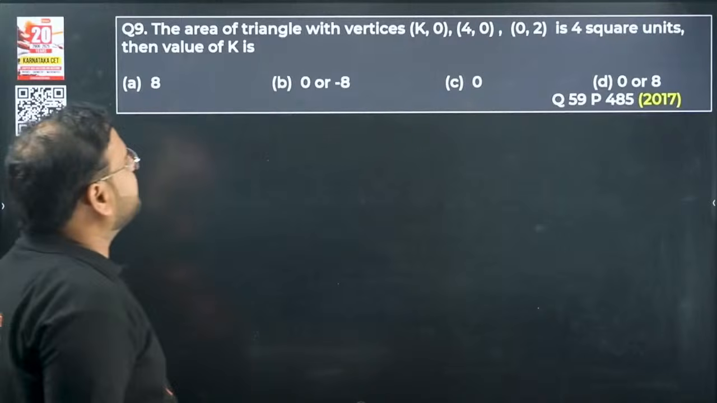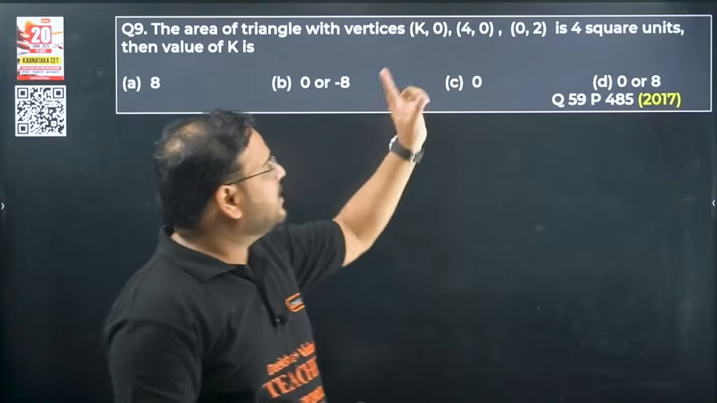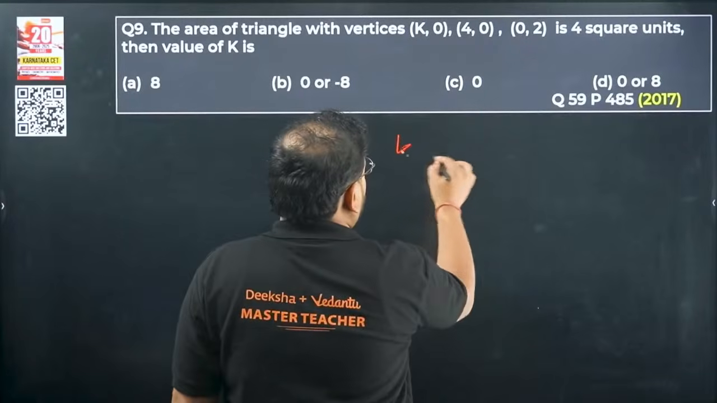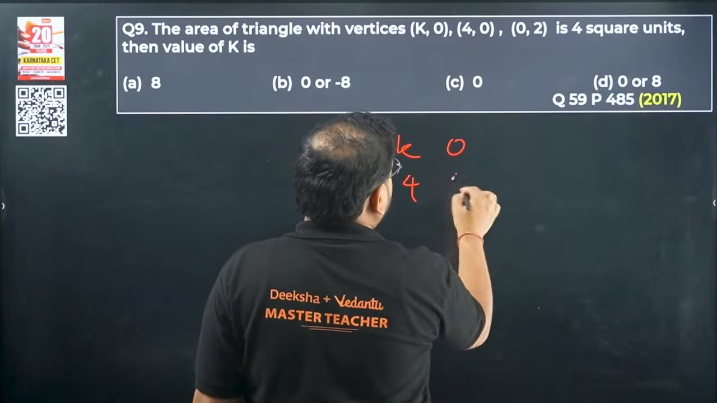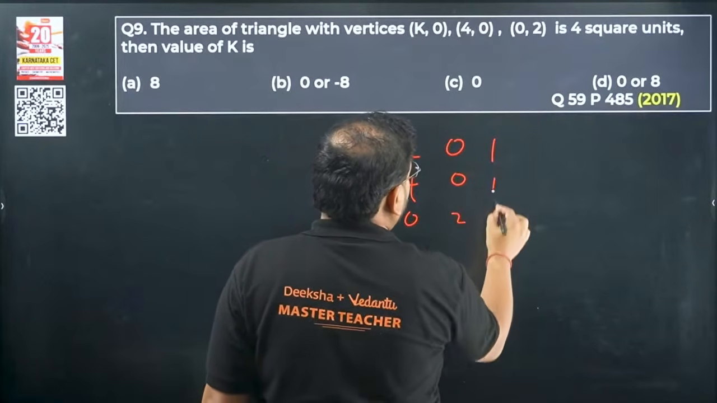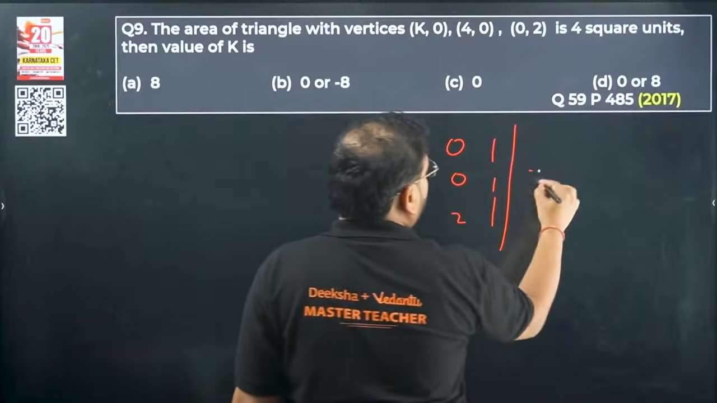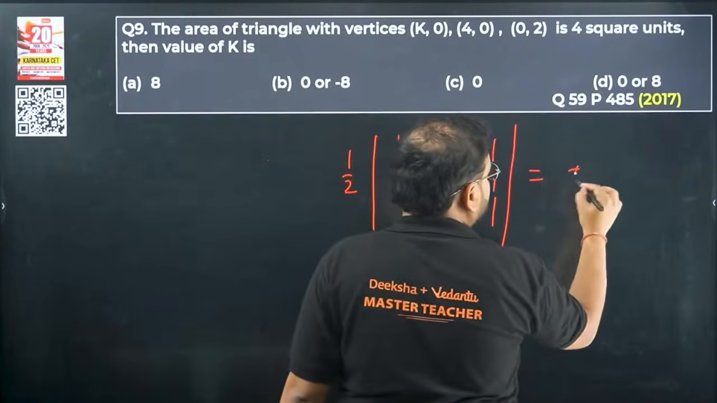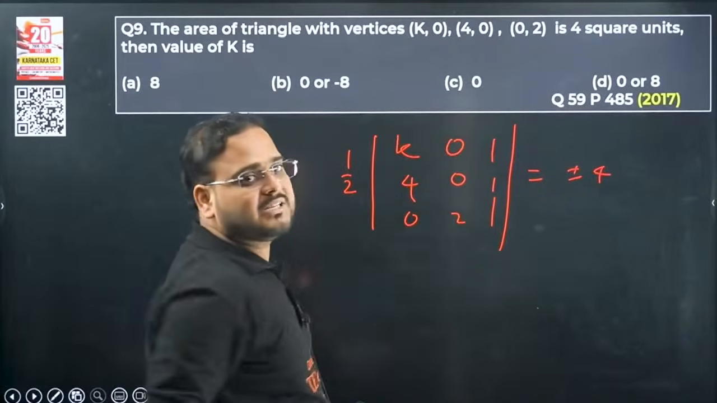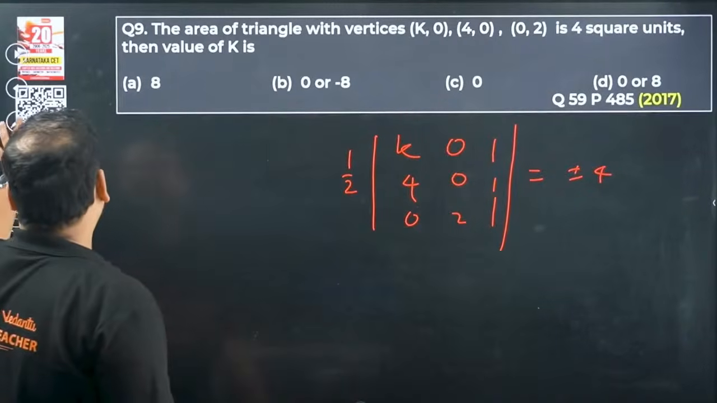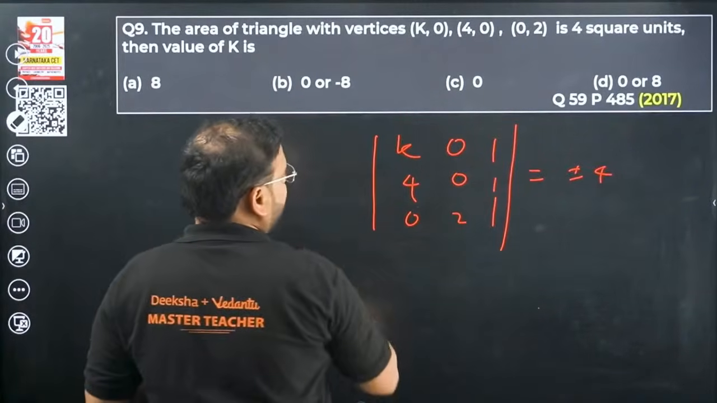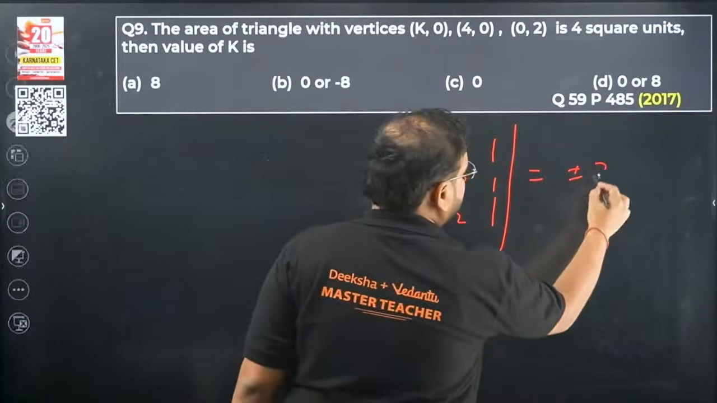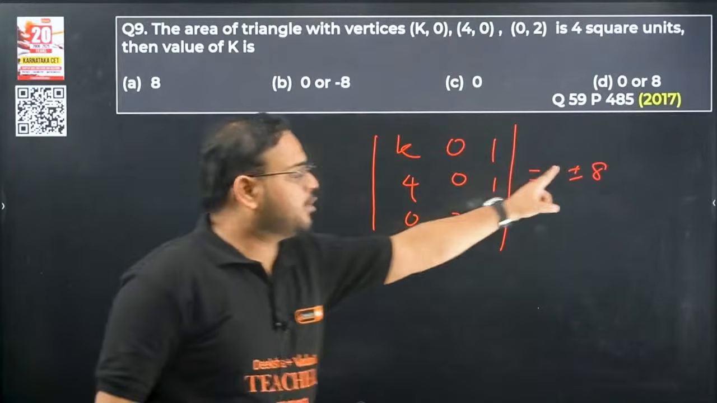The area of the triangle with the vertices K0, 4, 0, 0, 2 is 4 square units. Then the value of K is what? Solve it. K0, 4, 0, 0, 2, 1, 1, 1. This area is what? 4. So if I have 1 by 2 over here, this will be what? Plus minus 4. So I'll simply write this as plus minus 8. So this 1 by 2 will move from here and will become 8. Plus minus 8. Check this out. I move this 2 from here to this.